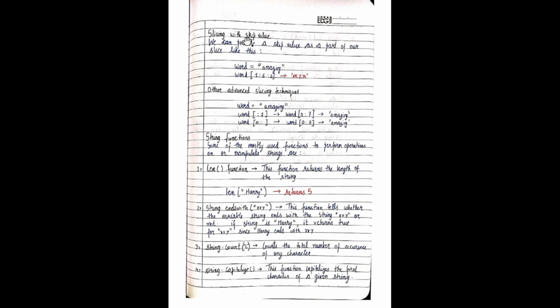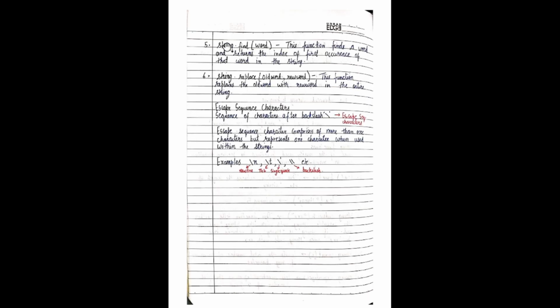I have already explained slicing with skip value, that we can provide a skip value as a part of our slice, like this word is amazing. Now word[1:6:2] gives MZN. Other advanced slicing techniques are also here, like word[:7] and word[0:7], which is amazing. Okay, slicing functions.